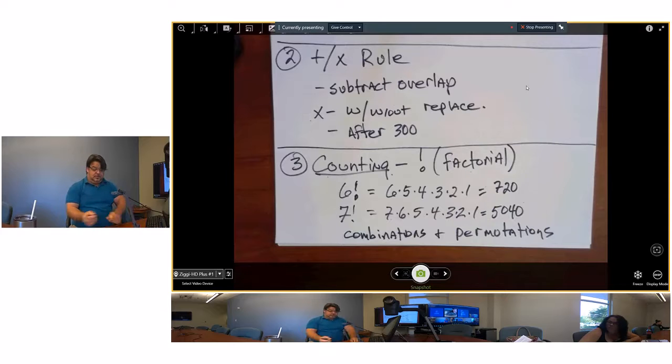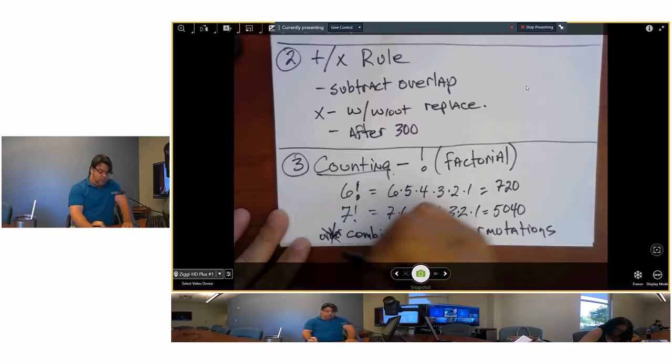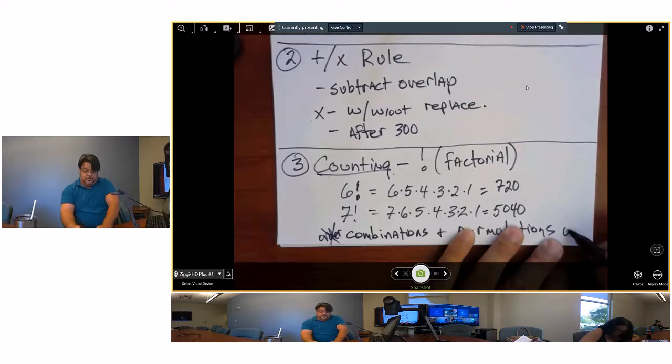Combinations, no order. Permutations, order.